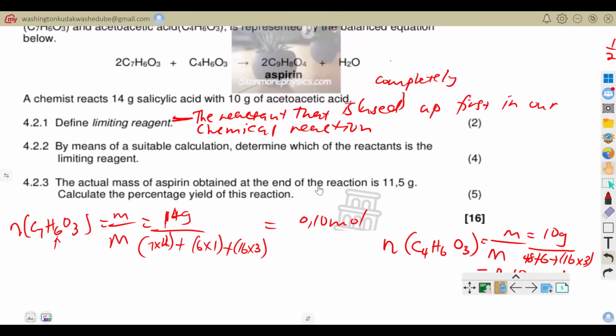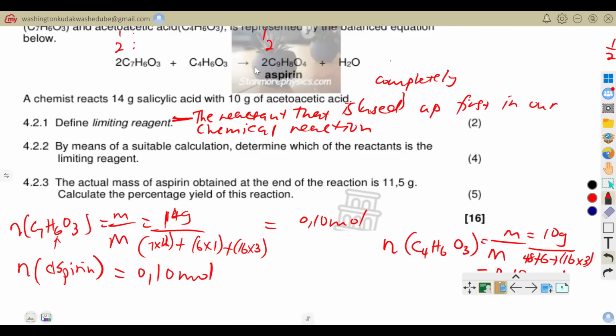Now, we need to compare the mole ratio of our reactants as well as the product. You can see that the mole ratio of this one to the product is 2 to 2, so that's just 1 to 1. So the number of moles of our product, aspirin, that will be produced from the salicylic acid that reacted will be equal to 0.10 moles, because they are in a 1:1 ratio.